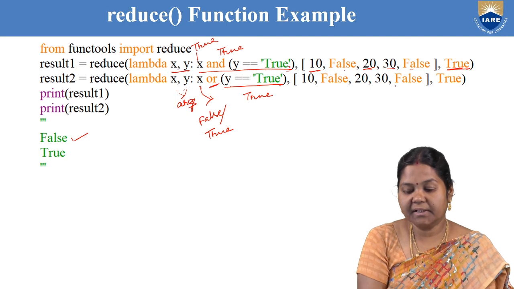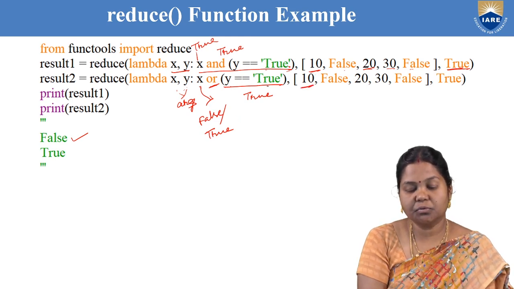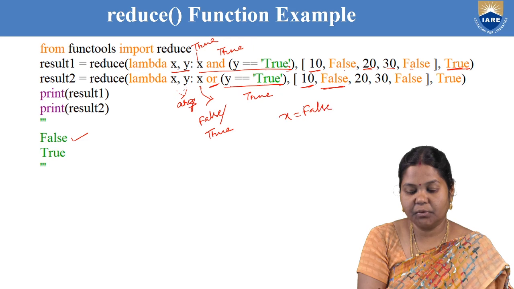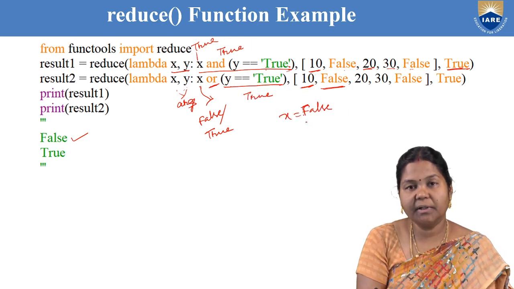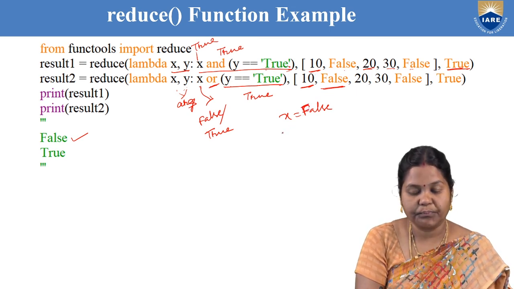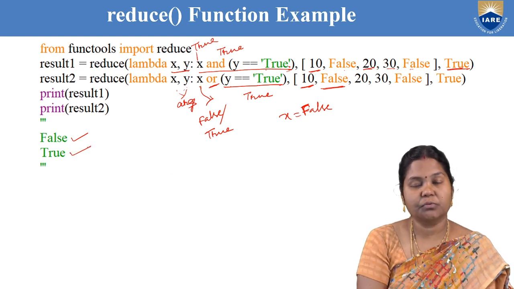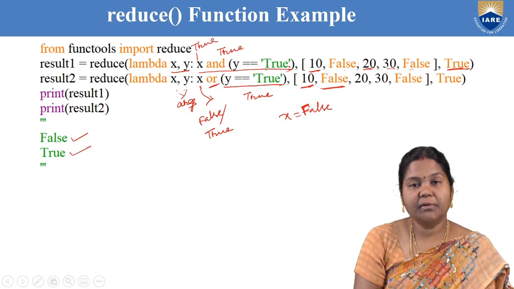But in the same example with the other one, it is the OR gate. For 10, a true number, Y is also true, so true or true is true. But the second time, when X is equal to false but Y is equal to true, if one of the arguments is true, then the OR condition is true. That is the reason it will always be true. So the output will be true. So this is the way the reduce function is applied.